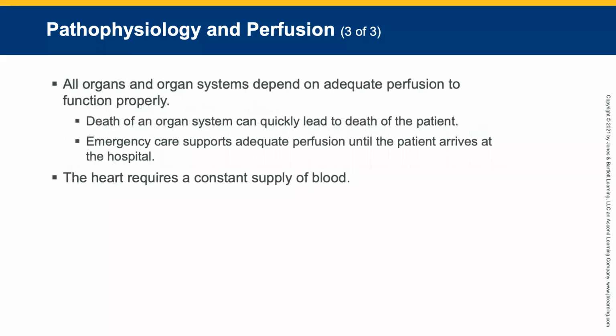All organs and organ systems of the human body depend on an adequate perfusion to function properly. Some organs cannot tolerate an interruption of blood supply for even a few minutes without sustaining damage. Death of an organ system can quickly lead to death of the patient. The heart requires a constant supply. You can't shut off blood flow and get it right back. It's going to have everlasting issues.